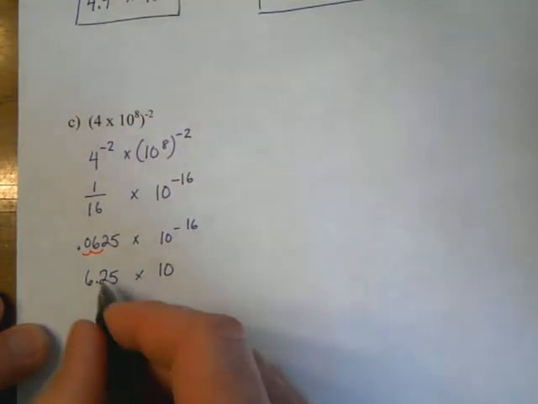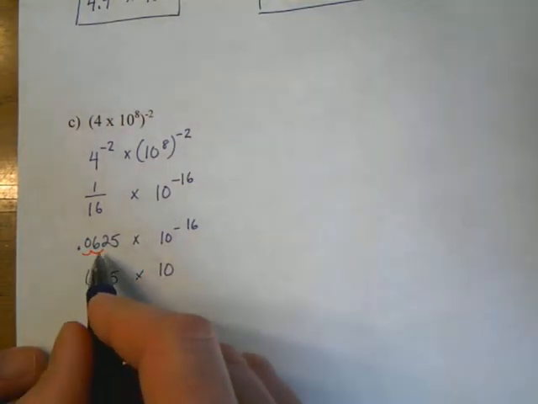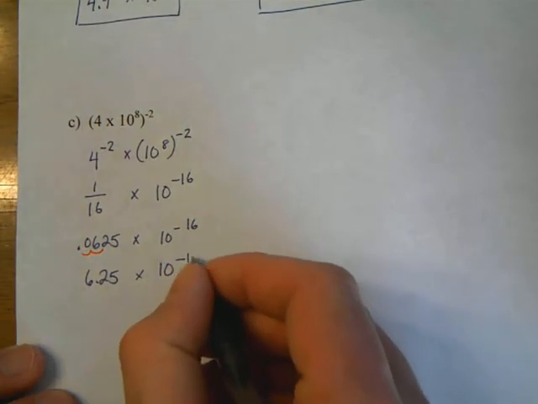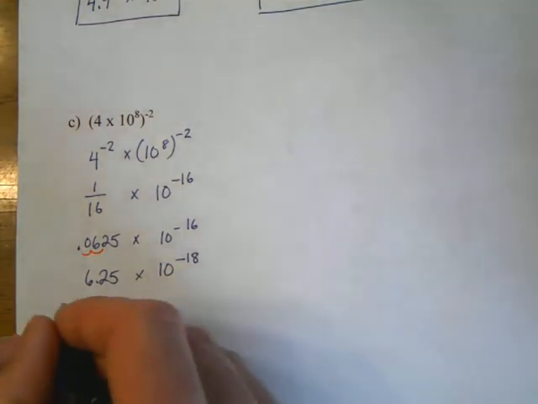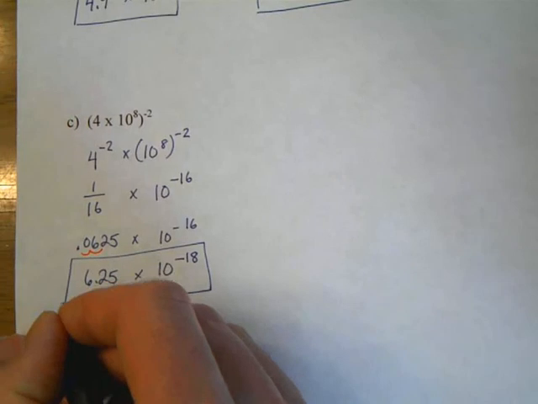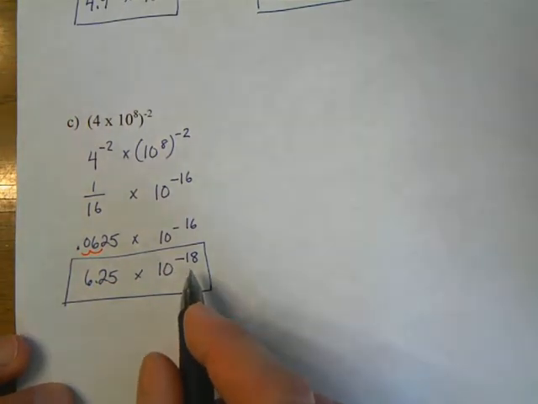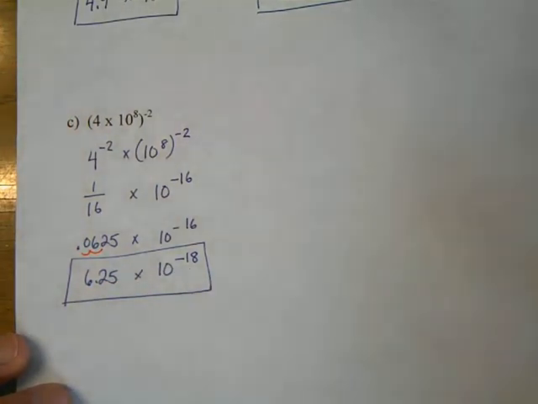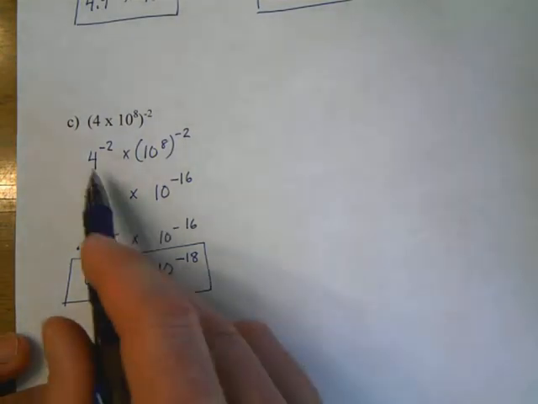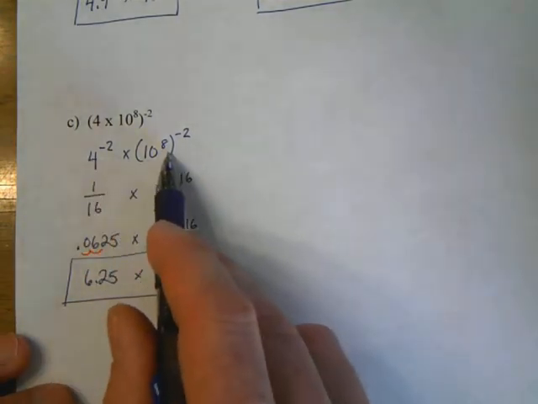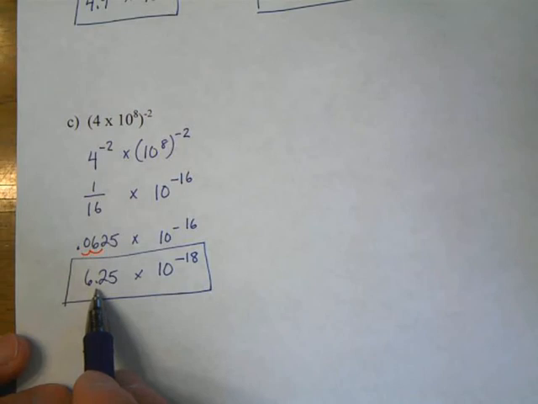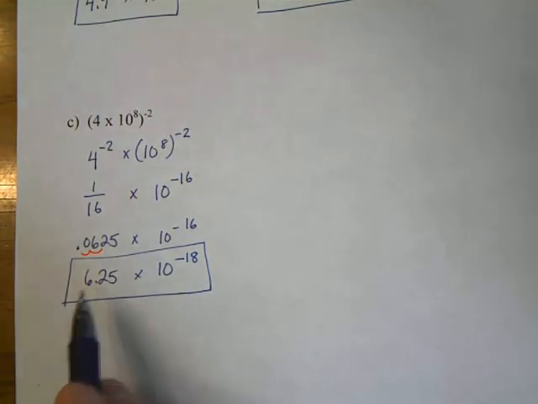We can't leave our answer like this once again, so we have to move our decimal place now 2 positions to the right. So our number becomes 6.25 times 10, and since our number moved 2 positions larger, our exponent will get 2 positions smaller. This is the first time on these examples that we've moved our exponent by 2 positions and not just 1.